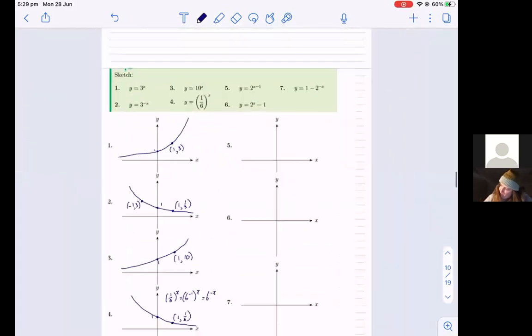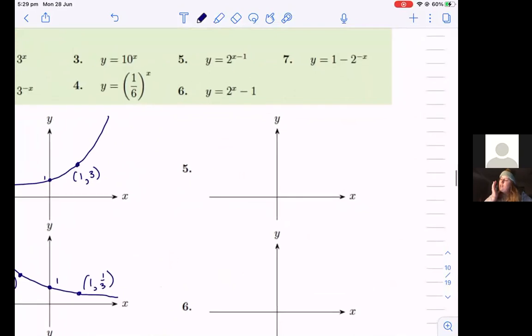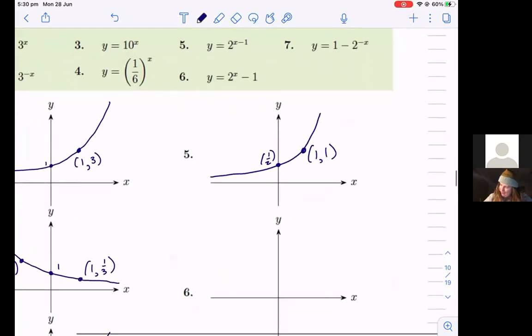Question 5. 2 to the x take 1. Now this time we've been moved right 1. So if we chuck in 0, 2 to the 0 take 1 is a half. If we chuck in 1, 2 to the 1 take 1 is 2. No, 2 to the 1 take 1 is 1. Thank you. I'm here all week.